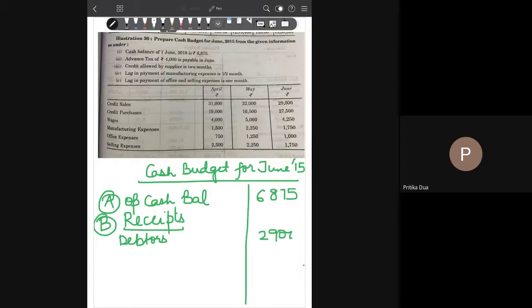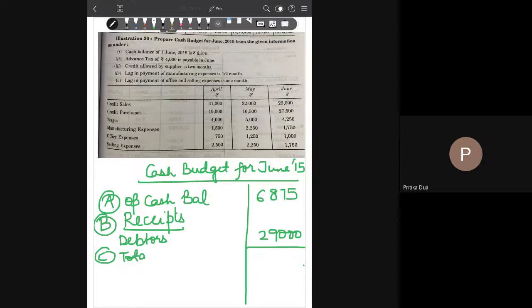Entire payment of 29,000 in the month of June itself. So your total cash balance in the month of June will be 35,875. Okay, I repeat myself.